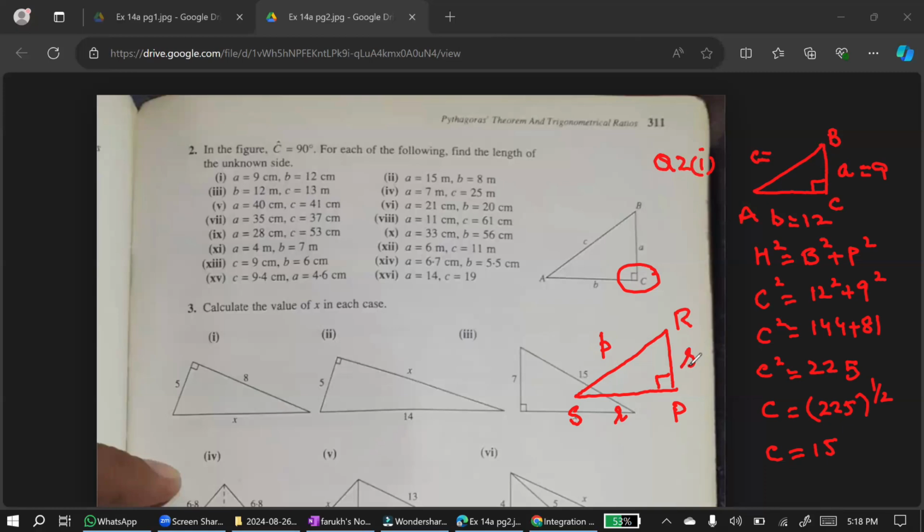Now, this is the terminology we will use in the case of a triangle, about the sides. Okay, sir. Beta, now you can attempt questions from this exercise. Okay, sir.